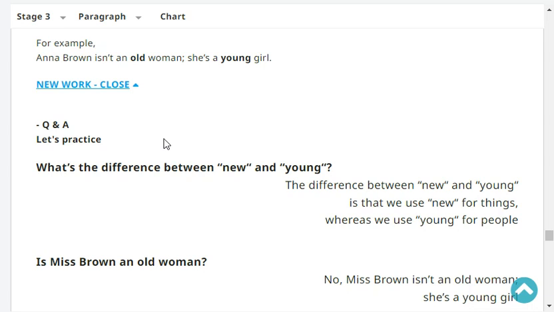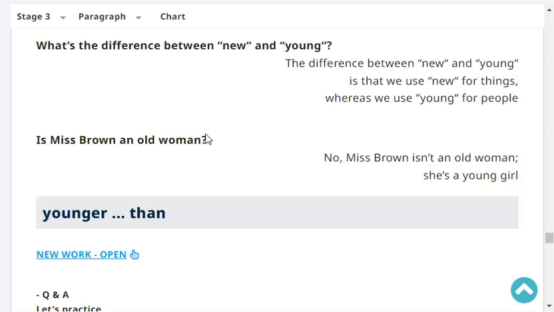The difference between new and young is that we use new for things, whereas we use young for people. Very good. Is Miss Brown an old woman? No, Miss Brown isn't an old woman. She's a young girl. Very good.